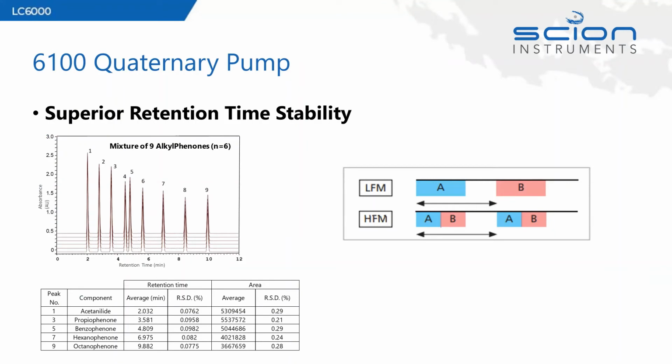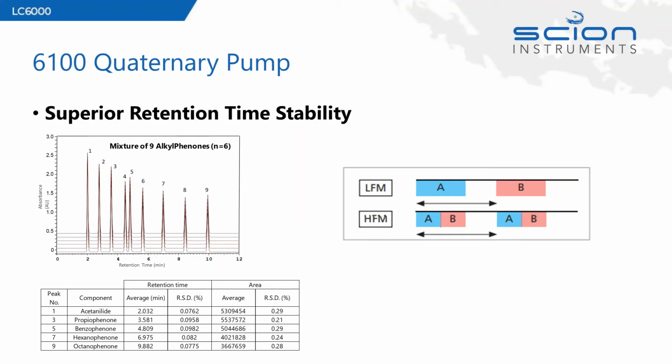When we look at the data from the pump, as you can see by the retention time stability, we have extremely low variance. On average, it's 0.08% variation in the retention time. And this is without the use of a column oven. In HPLC, column ovens generally are used to make sure the retention time is stable. But if we remove that from the system, we can see that we still have excellent not only retention time stability, but area RSDs as well.